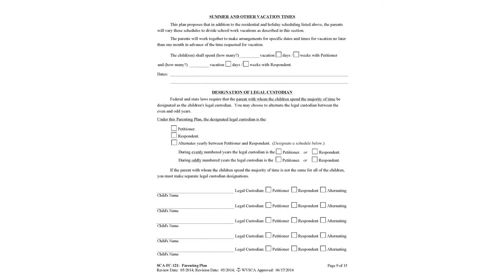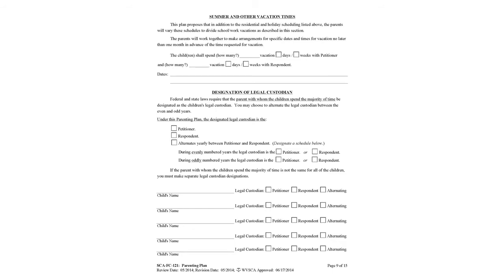Page 9 covers summer and other vacation times. During the summer, you may change the schedule or keep the same schedule as during the school year. Some parents move to exchanging the children every other week. Some parents flip the normal schedule so that every other weekend is given to the other parent. The decision is yours.